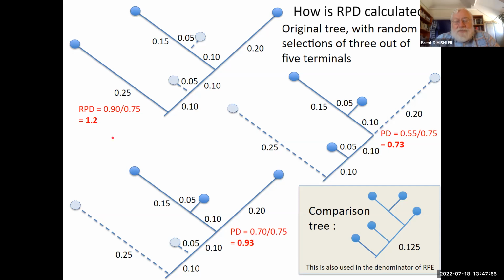We also use that comparison tree in the denominator of RPE, which is an even more useful measure for conservation. So that's measuring phylogenetic endemism, as I explained a minute ago. And now we're looking for the place where the rare long branches are and the rare short branches.